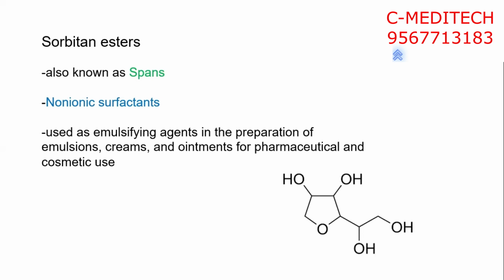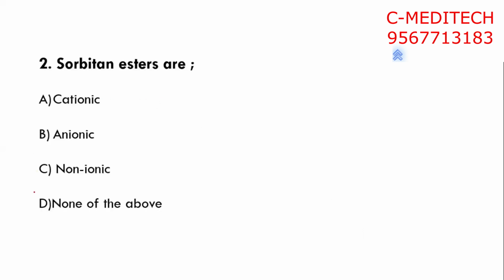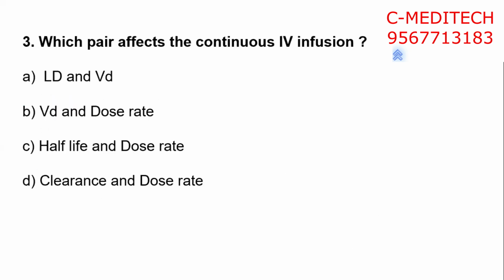So let's get back to the question. Sorbitan esters are non-ionic in nature. So the correct option is option C, non-ionic. Now let's see the third question. Which pair affects the continuous IV infusion? Option A, LD and VD. LD means loading dose and VD means volume of distribution. Option B, VD and dose rate. Option C, half-life and dose rate. Option D, clearance and dose rate.